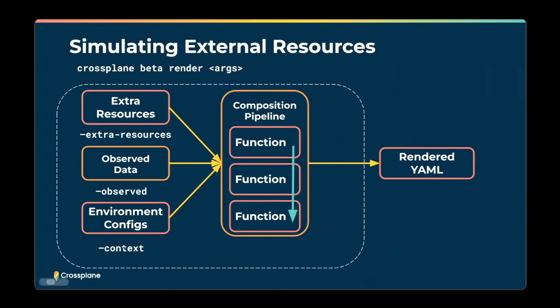So this is directly populating the context with JSON. What happens there is you put in a JSON map and it'll be added to the context. All of this gets added to the context of the function, and then the composition pipeline runs. So for things like extra resources, Crossplane provides it to the composition, but the functions don't necessarily know how to use it unless they're programmed to use it. So we'll talk about the functions that are available to use that.